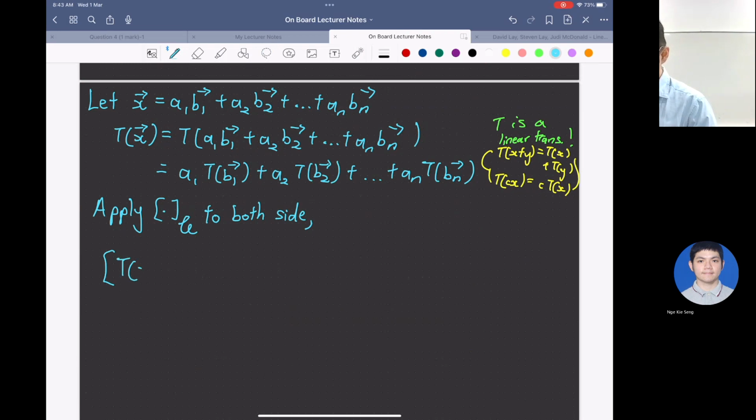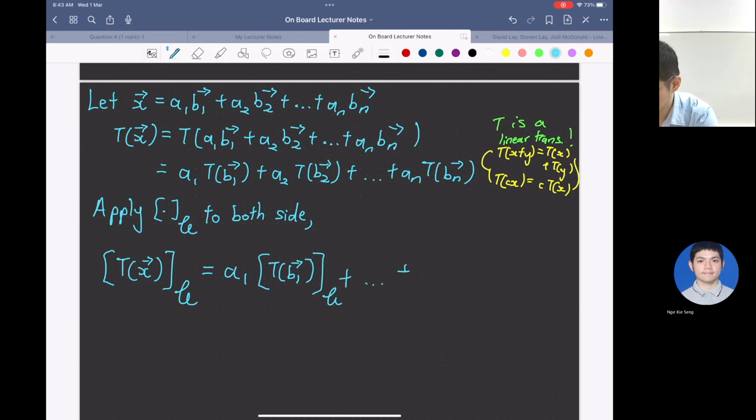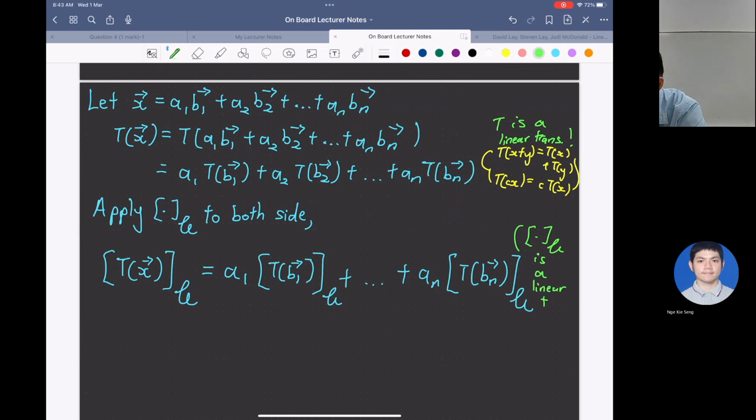Apply the coordinate vector relative to C. What do we get? We get a1 [T(b1)]_C plus up to an [T(bn)]_C. This works because the coordinate vector is again a linear transformation.